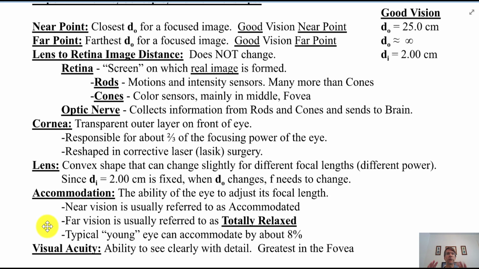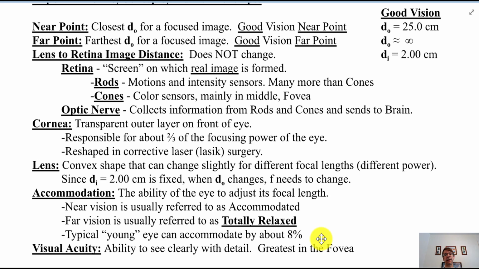So we usually refer to near vision as accommodated because that's when the muscles have to be active, and when you're looking at something far away, that's called relaxed, or if you're looking at something infinitely far away or sufficiently far away, it's called totally relaxed. And usually there's about an 8% difference between the focal length or the power of the lens when it's looking at something far away versus something that's close.